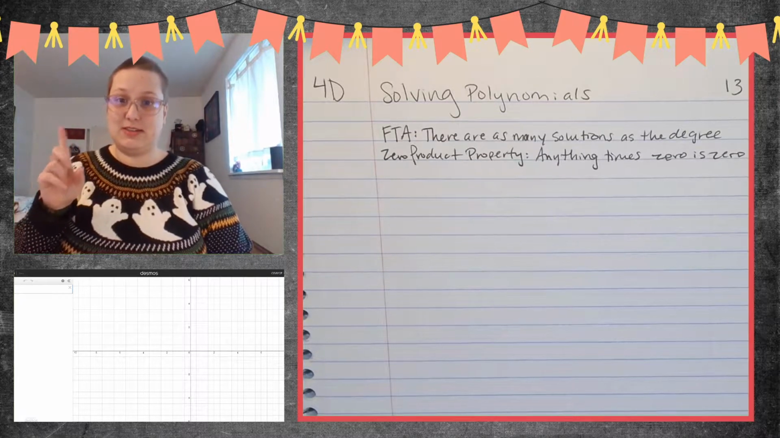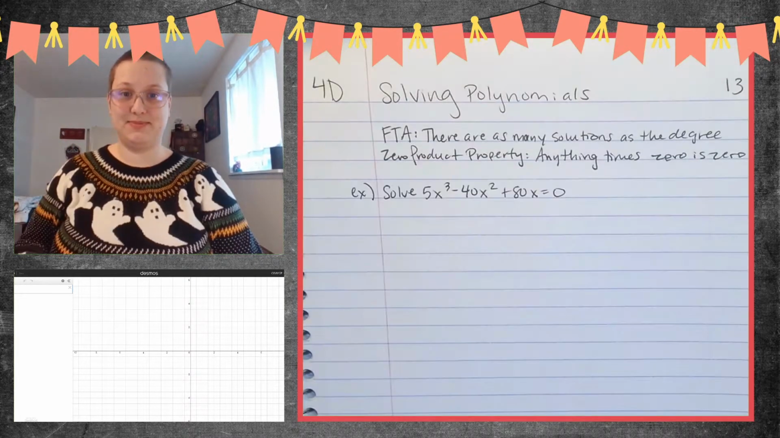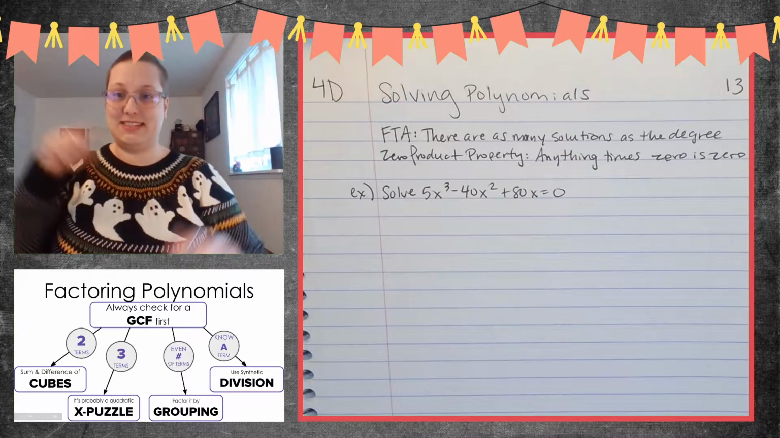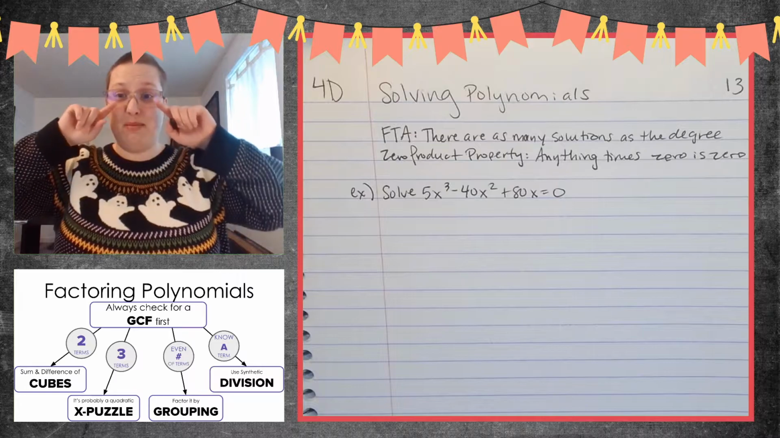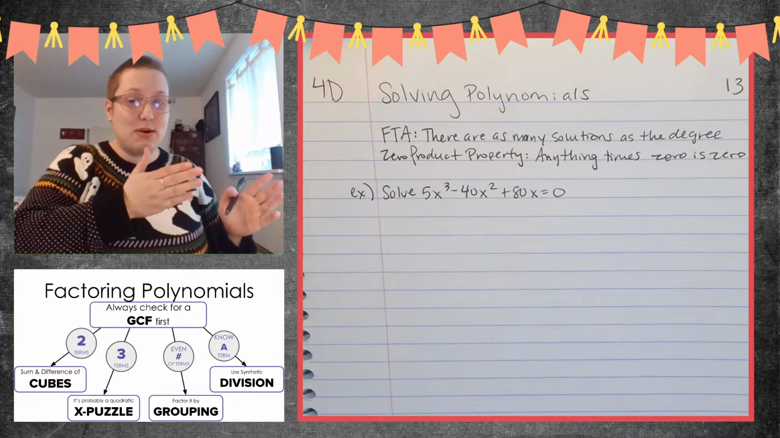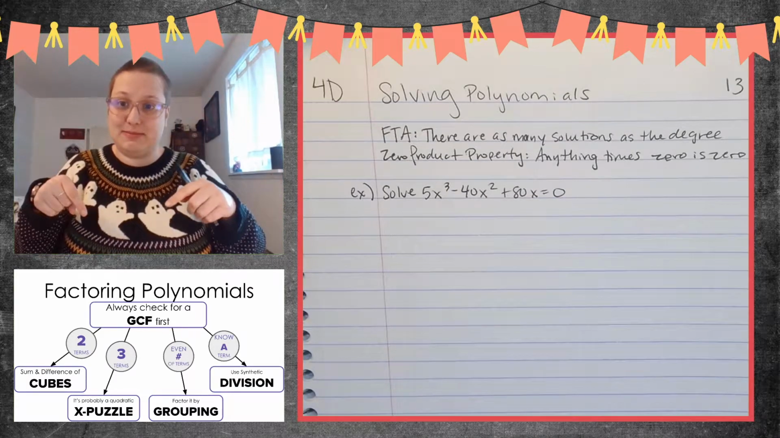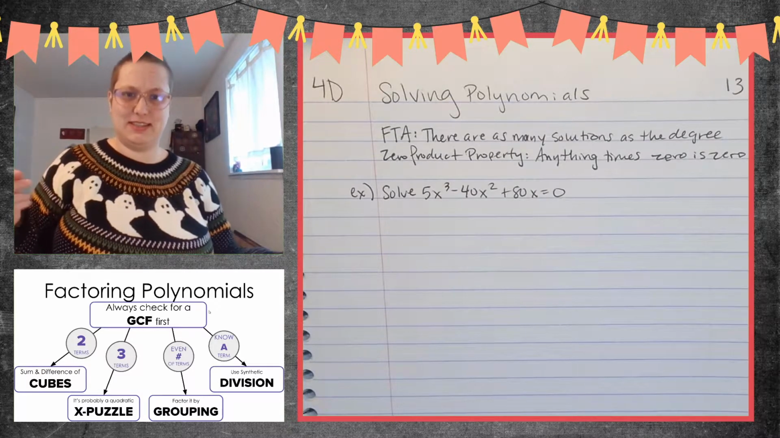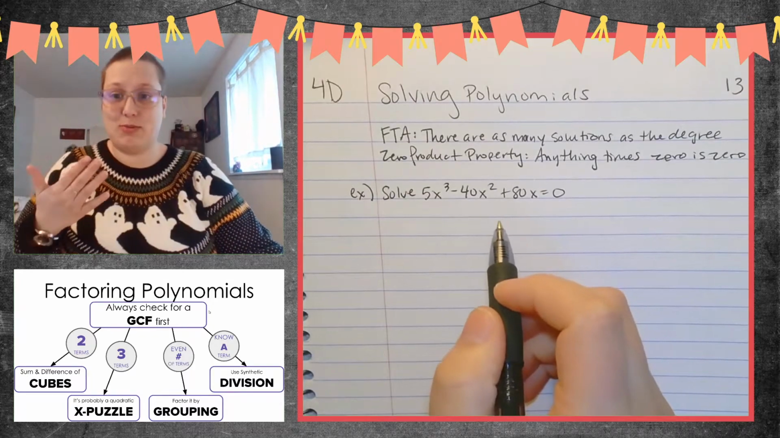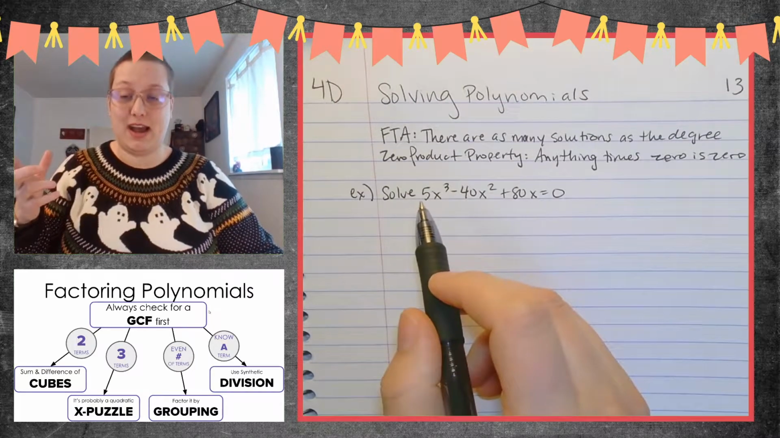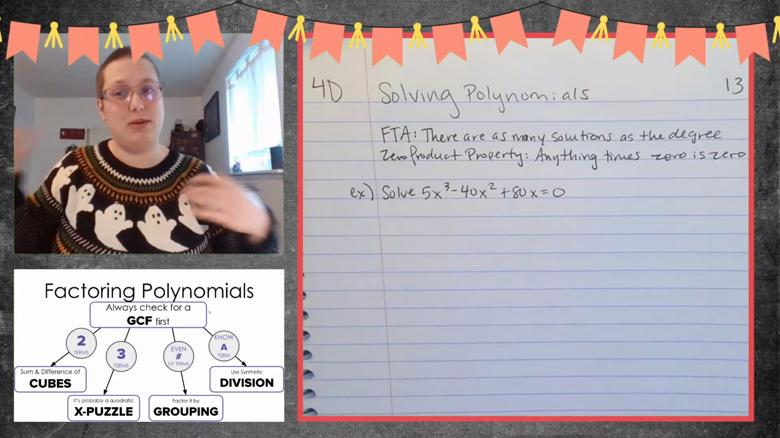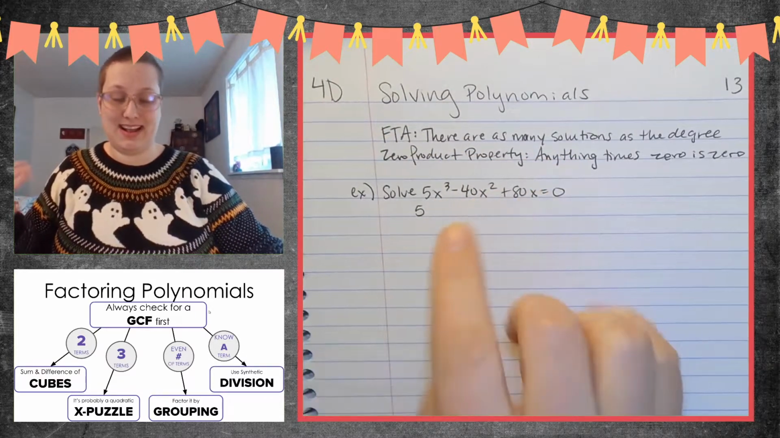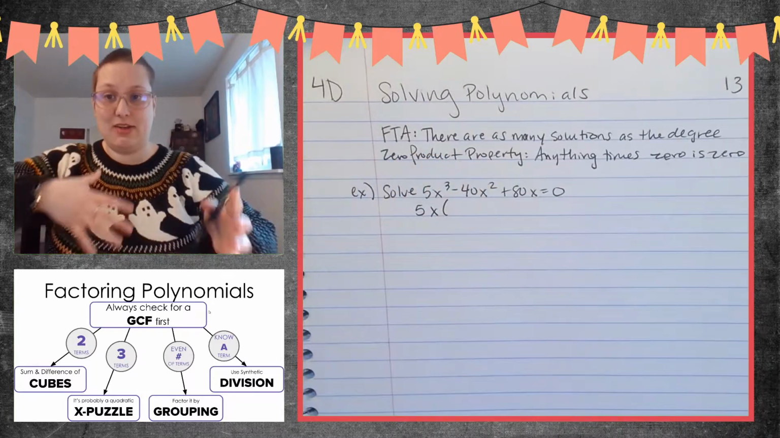So first of all, here's my first example. I can't forget that there's this thing that helps me factor these things, because I can't solve it from this form, but I can solve it if I factor it. So let's factor this polynomial. First step, just like normal, I'm going to check for a greatest common factor. 5 and 40 and 80 all can be divided by 5, and x cubed and x squared and x can all have an x taken out of it. So I'm taking out the greatest common factor.